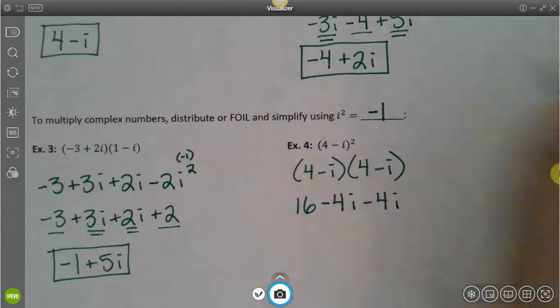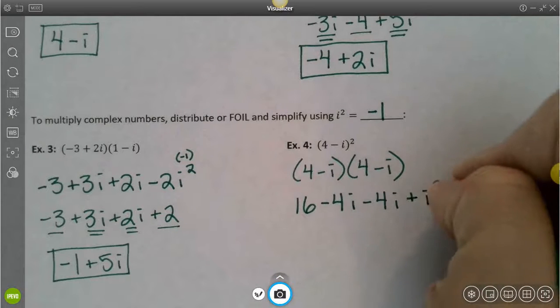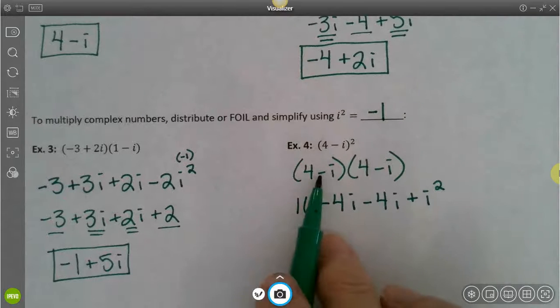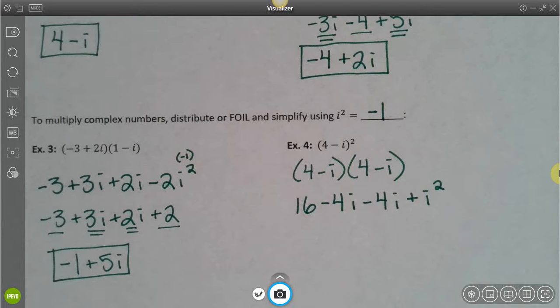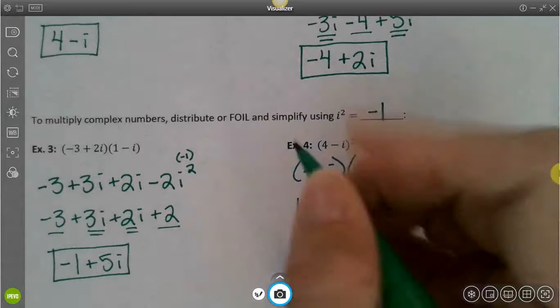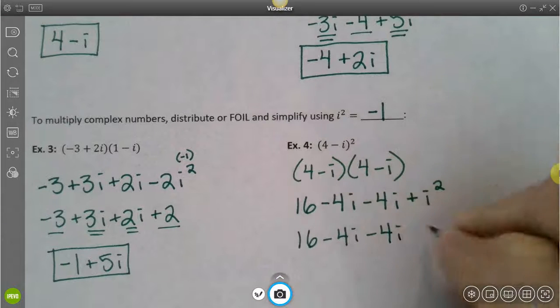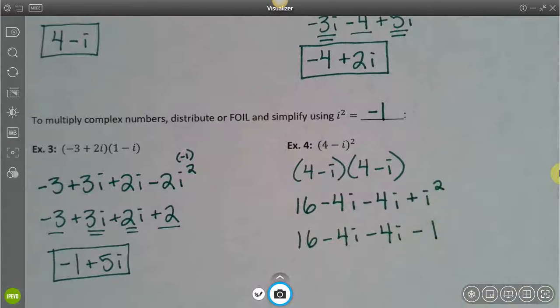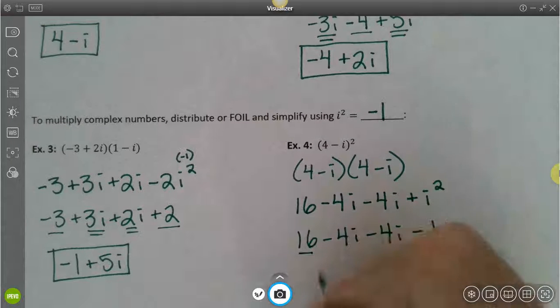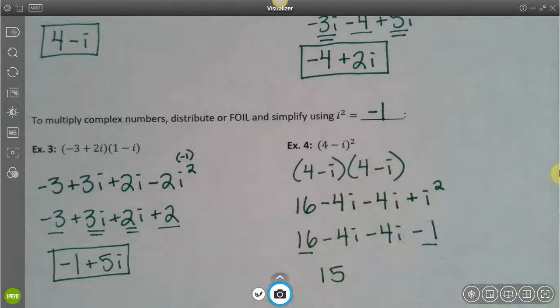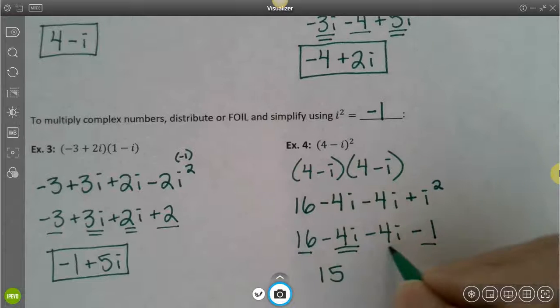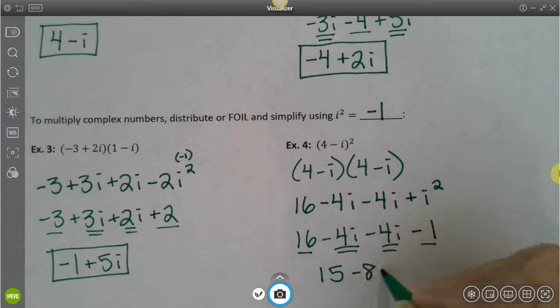And last times last would give us a positive i squared. Positive since it's a negative times a negative. But again, we're going to replace this i squared with a negative 1. So we actually have minus 1 on the end. And then combining real parts gives us 15. And combining imaginary parts gives us a negative 8i.